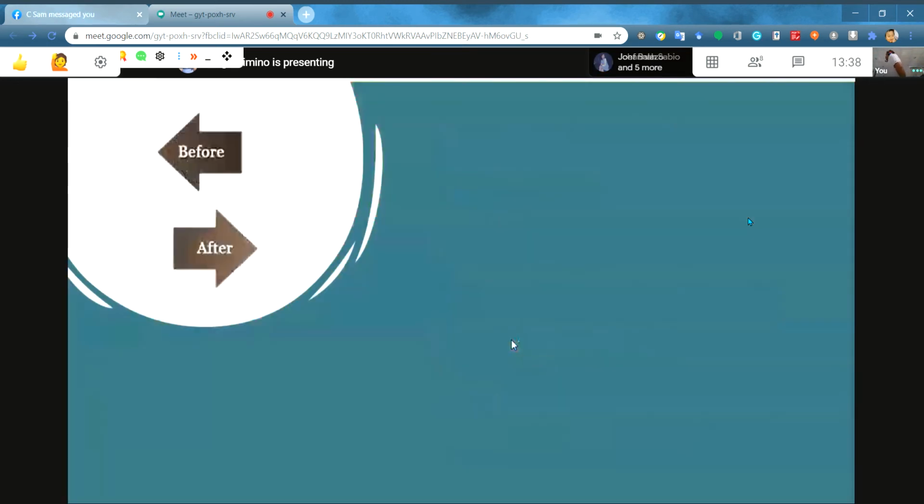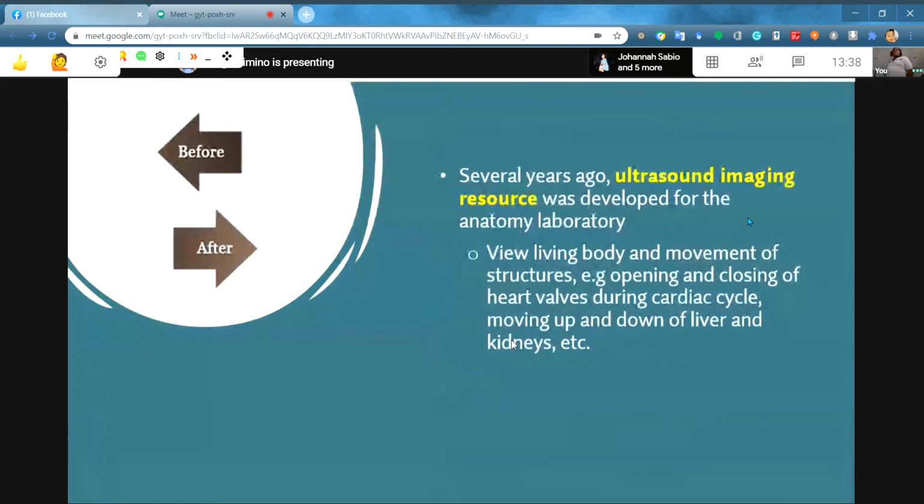Okay, so several years ago, ultrasound imaging, ginagamit na siya sa Human Anatomy Laboratory for viewing the living body and the movement of structures. Example, kay itong opening and closing of heart valves during the cardiac cycle, or moving up and down sa kidneys and other organs. So makita jud nato siya, an innovation.